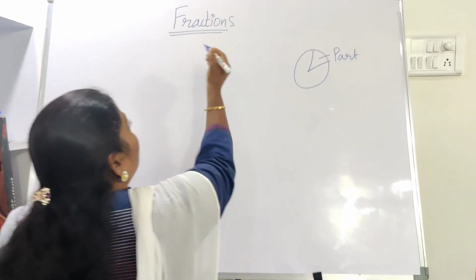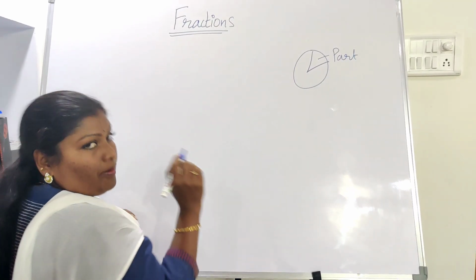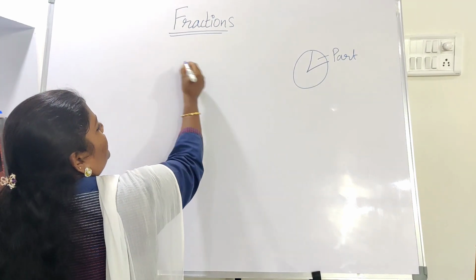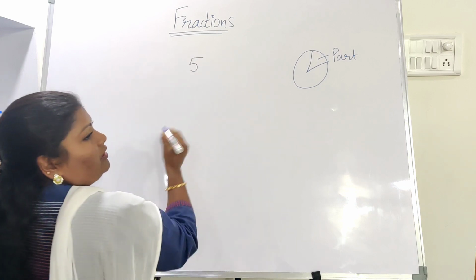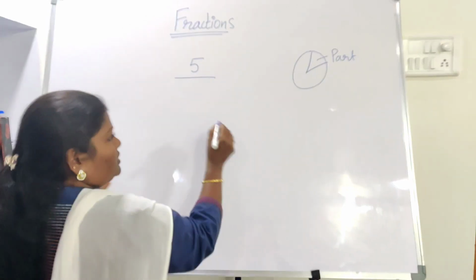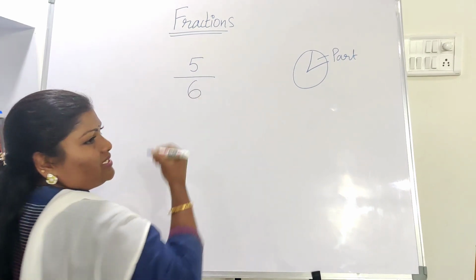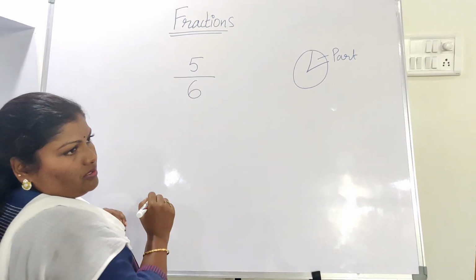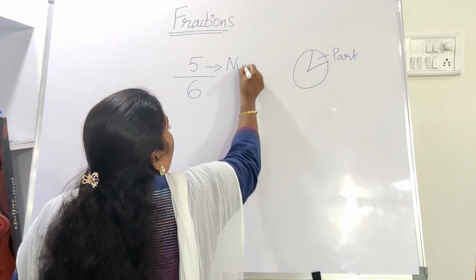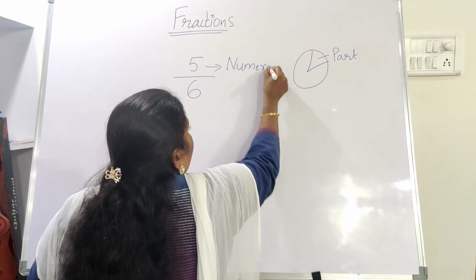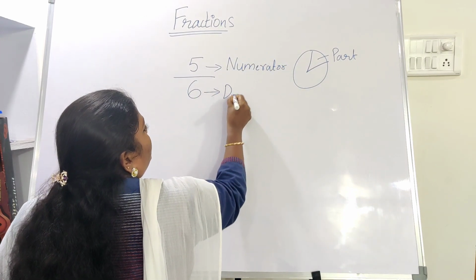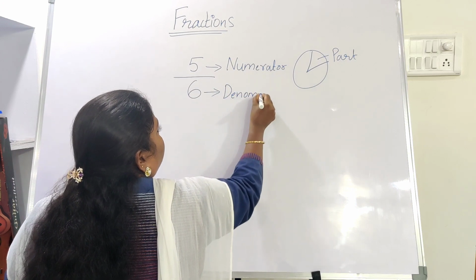Now a fraction is represented by a number. For example, if I take a number 5 and separate it by using a horizontal line with 6 at the bottom, this is a fraction. Now this above number is called the numerator and the below one is called the denominator.